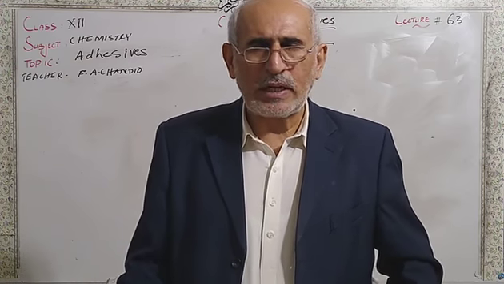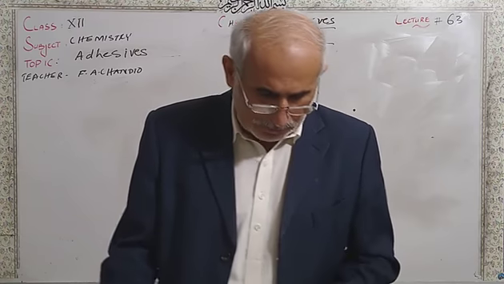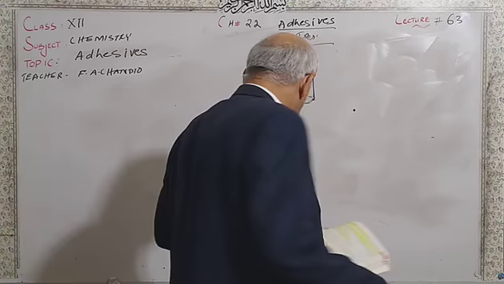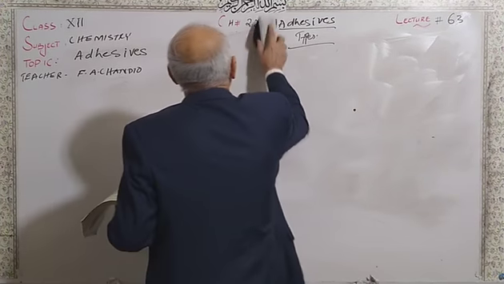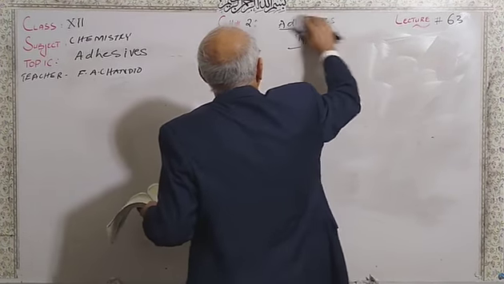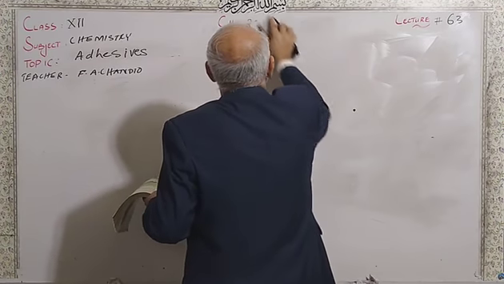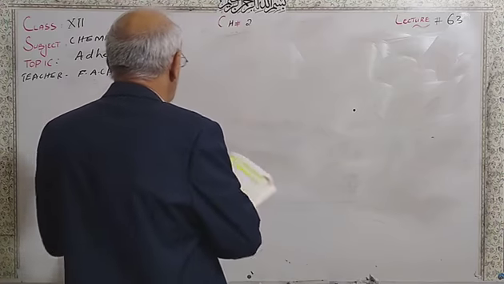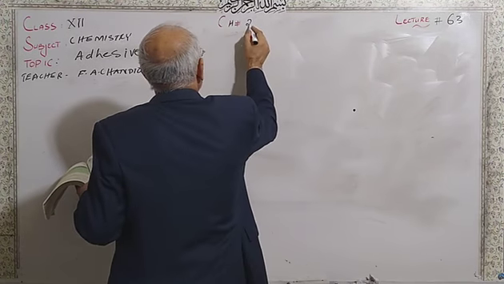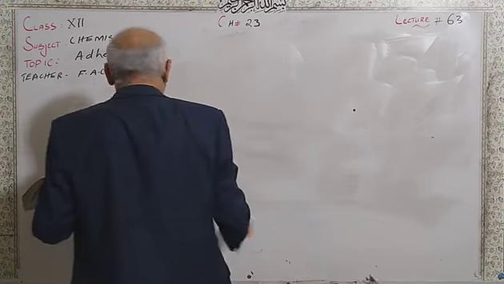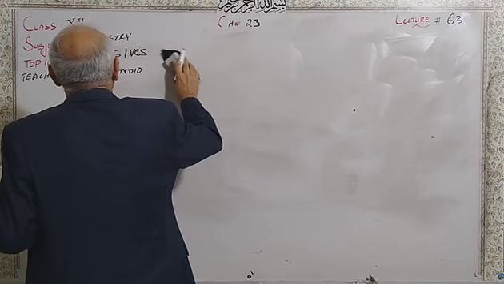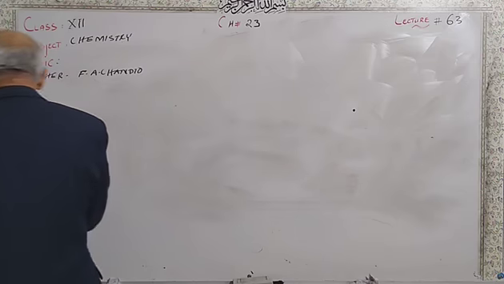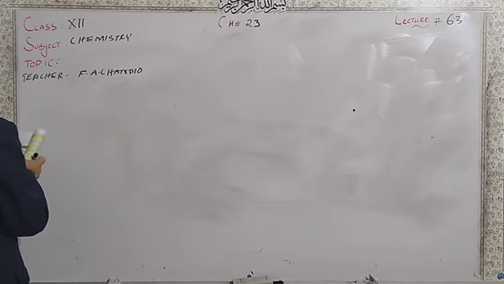So dear students, we completed chapter number 22. Now I am going to start chapter number 23. There are a total of 24 chapters, and this is chapter 23, environmental chemistry.